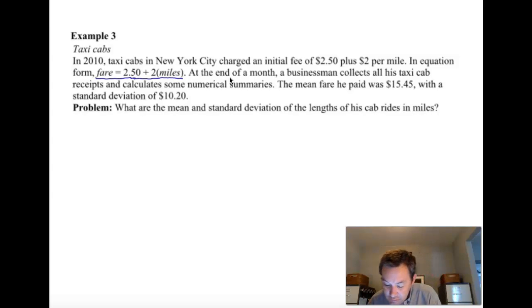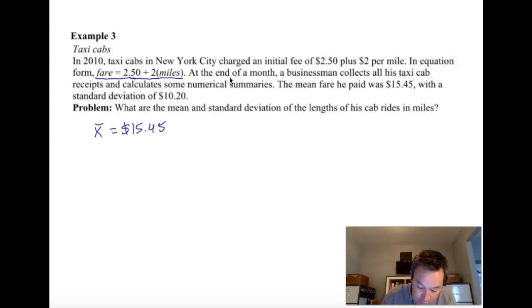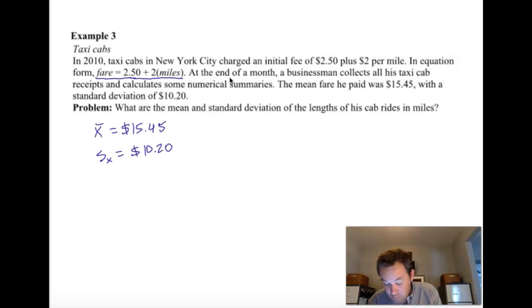At the end of a month, a businessman collects all his taxicab receipts and calculates some numerical summaries. The mean fare he paid was $15.45 with a standard deviation of 10.20. So I'm just going to make a note of that. All right. What are the mean and standard deviation of the lengths of his cab ride in miles?